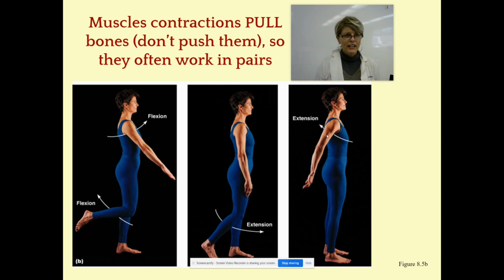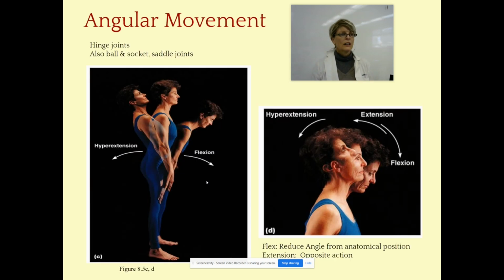A lot of times flexion will reduce the angle between two bones, but sometimes it's just really moving it out of anatomical position. Angular movements like flexion and extension happen primarily in hinge joints, but can also happen in ball and socket and saddle joints. Sometimes a joint is referred to as hyperextending if it moves beyond its normal position or anatomical position.